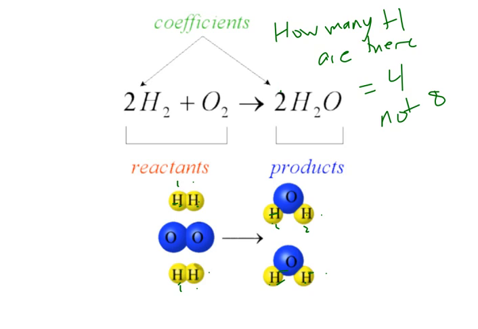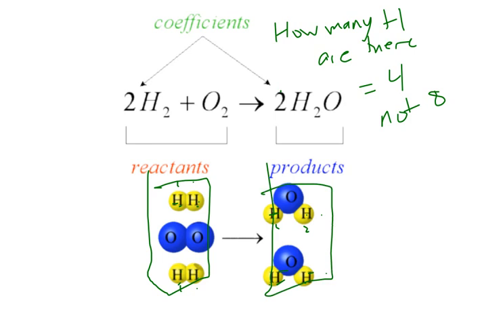This is how many there were before, and this is how many there were after. And it should be the same before and after. We don't have more. They're just in different places. There's 1, 2, 3, 4 before, and there's 1, 2, 3, 4 afterwards.